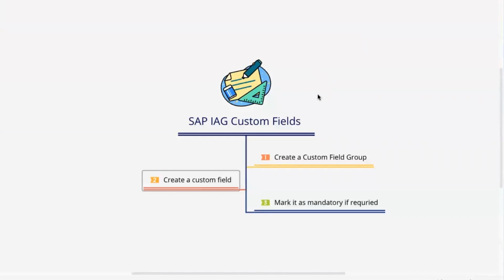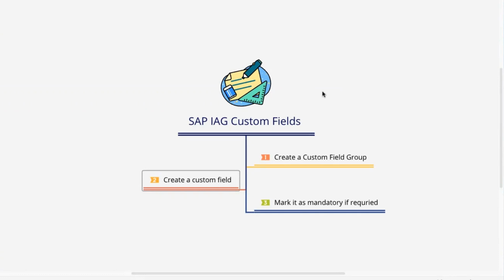Hi everyone. In today's video, I'm going to explain how to create custom fields in the IAG access request form. As we know, in a typical GRC access request form, if you want to add custom fields, it's pretty easy. We just need to go to the GRC REQ table and append the structure with the new fields we want, and it's going to come in the custom data section in the ARM form.